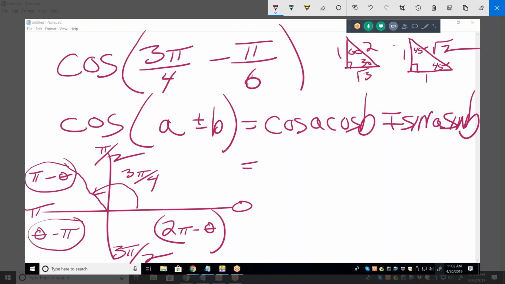So pi over 4 is which degree? 45. What's cosine of 45? Cosine of 45 is 1 over square root of 2. Now, we need to know whether it's positive or negative, because when you get into the other quadrants, the plus or minus sign changes.